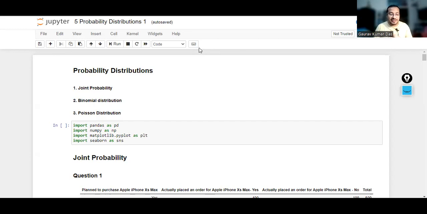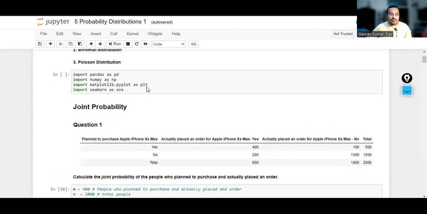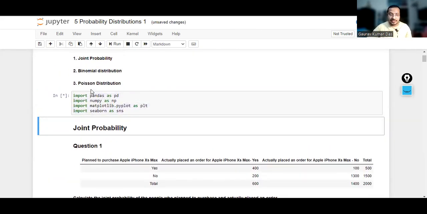Hey, hi there. In today's video, we'll be exploring the probability distributions in Python. Whatever distributions we have learned in our PPT or slide, first we'll try to cover the discrete distributions, especially binomial and Poisson. But before that, we'll do a quick recap of joint probabilities and what it means in Python. So let's first import all the necessary libraries.